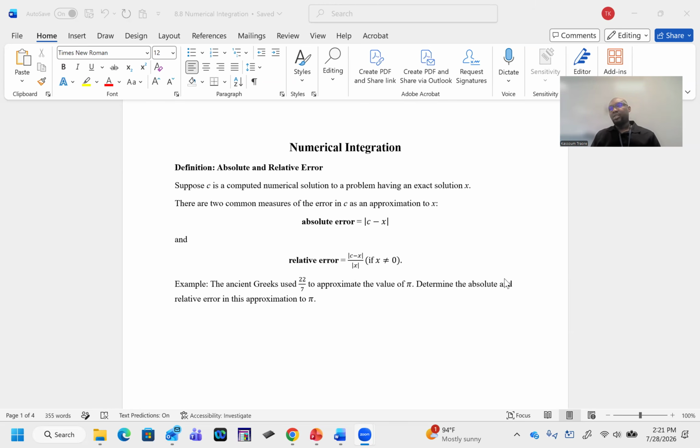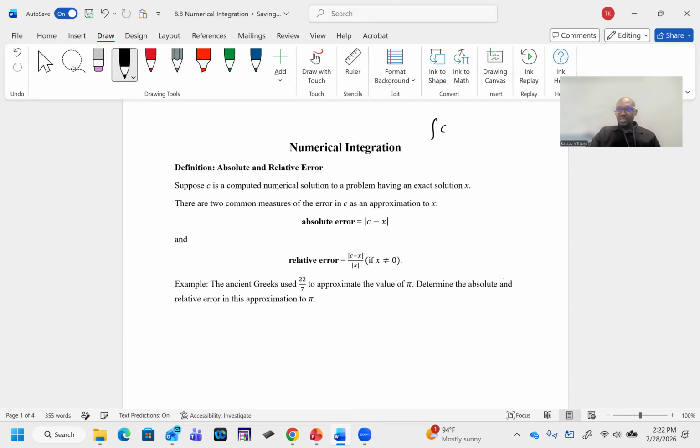Before, we developed analytical methods, but some integrals cannot be evaluated with those techniques. For example, an integral may not have an obvious antiderivative, such as the integral of cosine x squared or the integral of 1 divided by ln of x, or perhaps the value of the integrand is known only at a finite set of points.